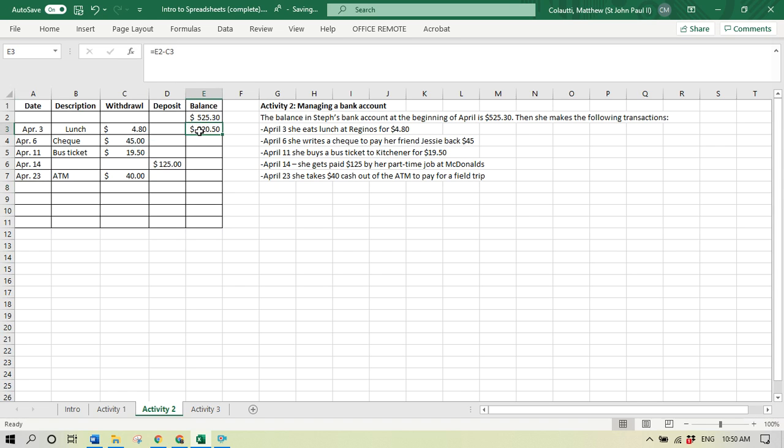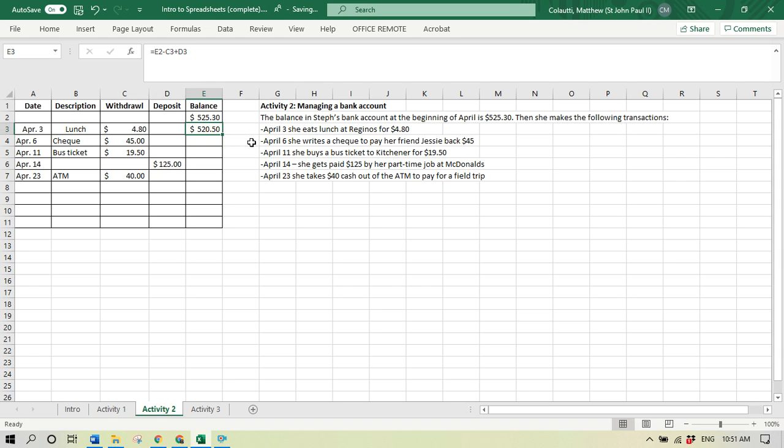This formula, so this first one, April 3rd, I'm going to take E2, which is my balance just before. I'm going to subtract whatever is in this box and add whatever is in this box. Now, there's nothing in this box. This lunch was a withdrawal. So basically what's happening is I'm taking 525, subtracting 480, adding 0, and so I'm getting 520.